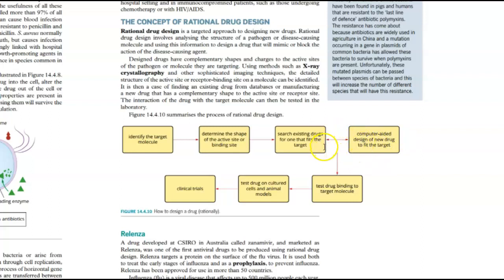Take that drug, that molecule that's been either found or made, and test it on the target molecule. Does it fit? Does it effectively inhibit the enzyme? Test on animals first, so that will be the animal trials, then clinical trials for humans.